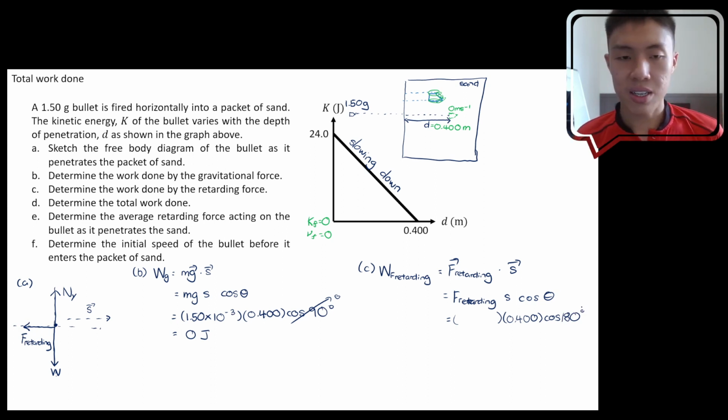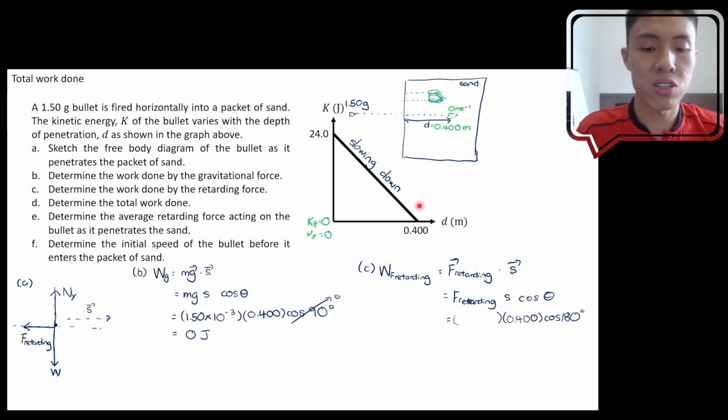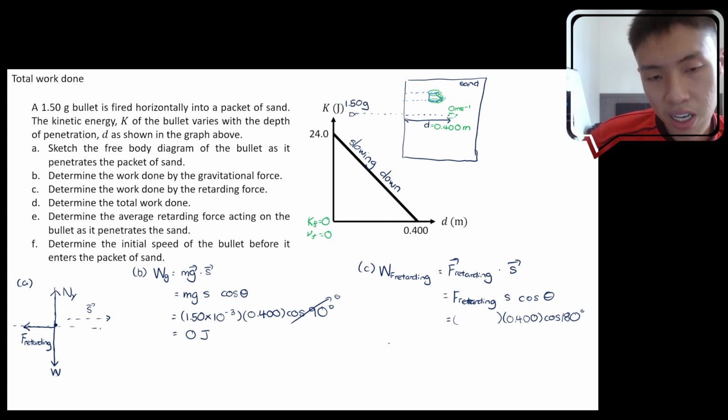But don't worry too much about it, because they give us a graph of kinetic energy. Of course, this graph is trying to show us the change in kinetic energy throughout the journey. If this is the change of kinetic energy, we know that it will be related to the total work done. So let's write it out. Work total will be equal to the change of kinetic energy.